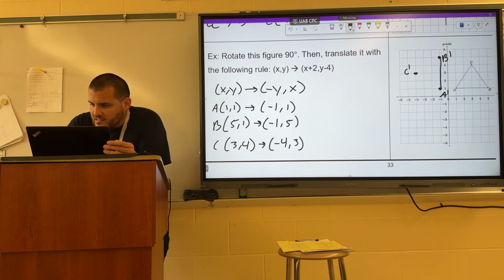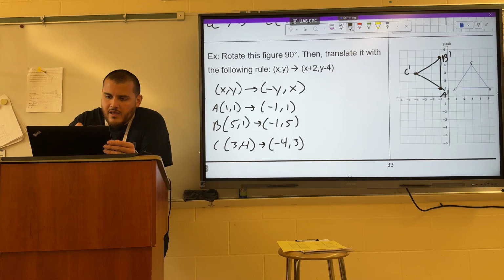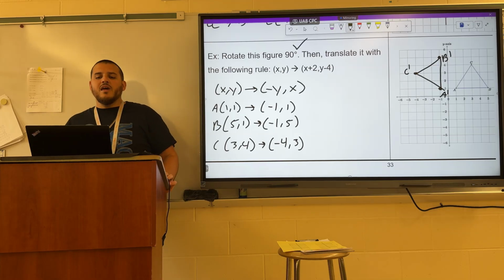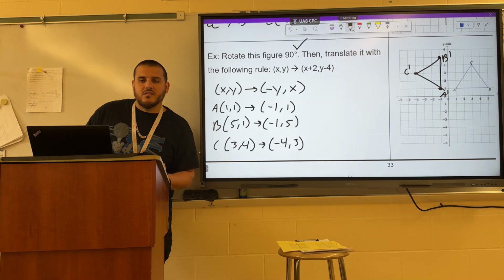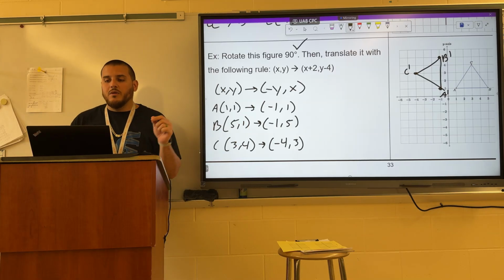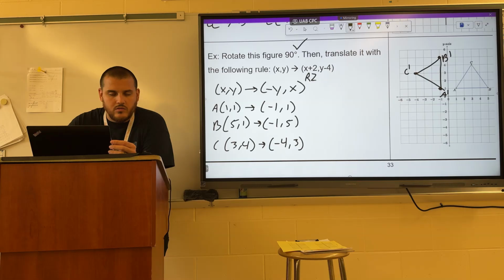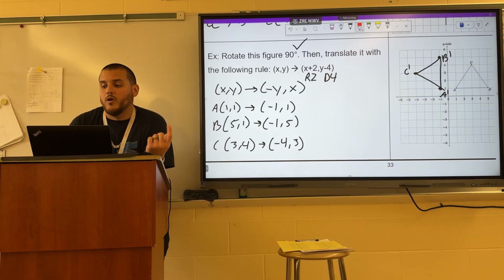There's C prime. So that's the first transformation done. That's the 90 degrees counterclockwise. Now I'm taking all my points and performing this translation. Remember, the translation is the slide. X plus 2 means to go right 2. Then y minus 4 means to go down 4. So 1 point at a time, right 2, down 4 from our most recent figure.